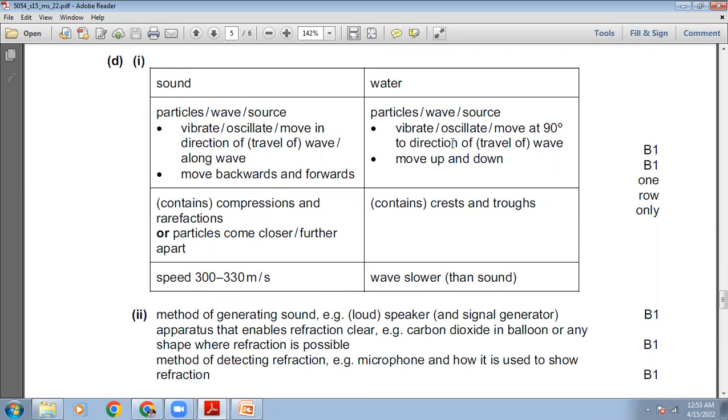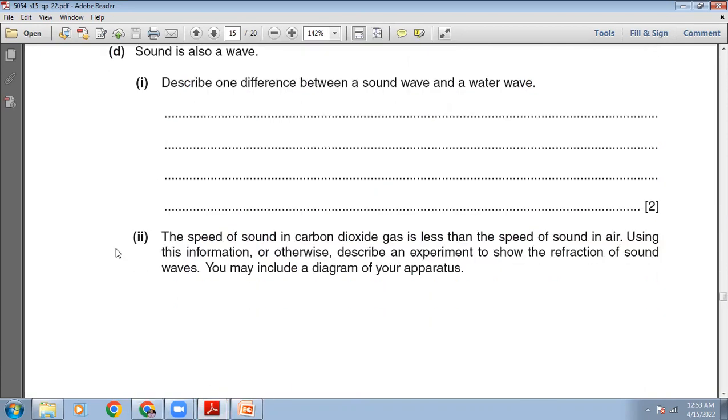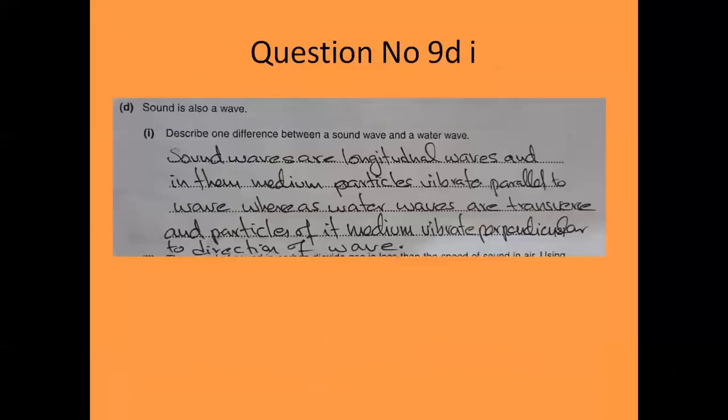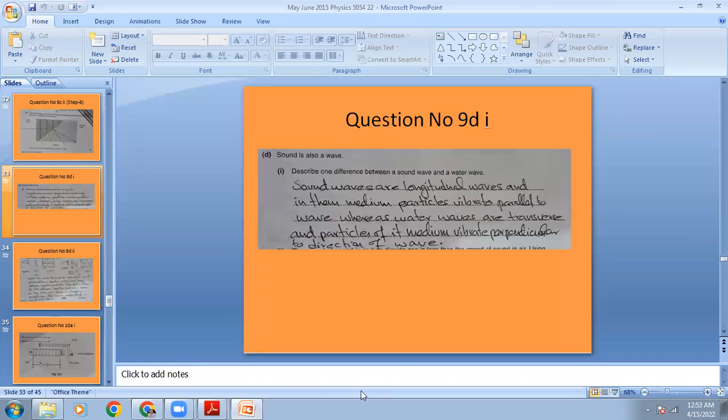One row only. So you can pause the video, you can read them, and you only have to write one of the differences. Okay. Let me show you my written answer. I have not shown it. So sound waves are longitudinal waves, and in them medium particles vibrate parallel to wave, whereas water waves are transverse and particles of its medium vibrate perpendicular to the direction of the wave. Hopefully you understand.